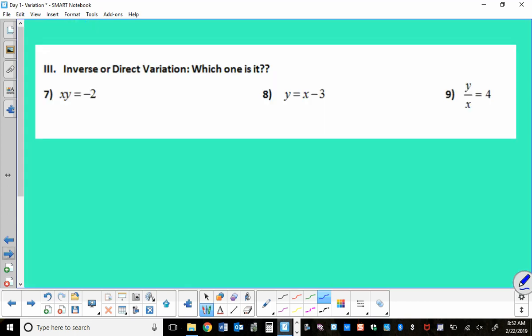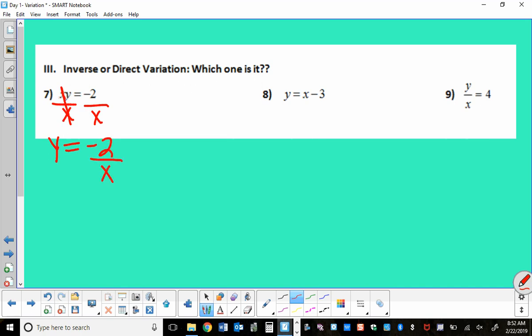Alright, so part 3 says inverse or direct. Okay? In order to do these problems, we always want to solve for y. On number 7, how do I solve for y? You know this. You have to divide each side by x. Make sure you show this. My x cancels out, so I have y equals -2 over x.